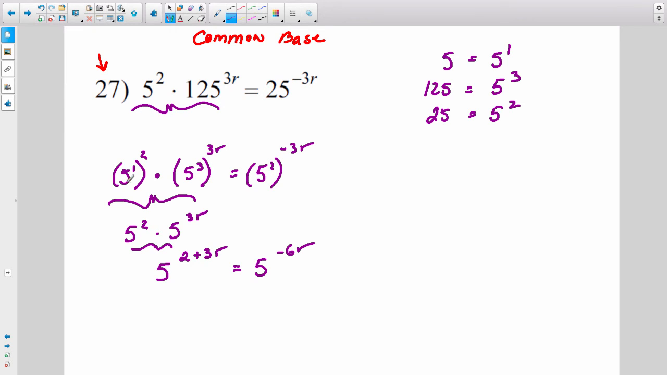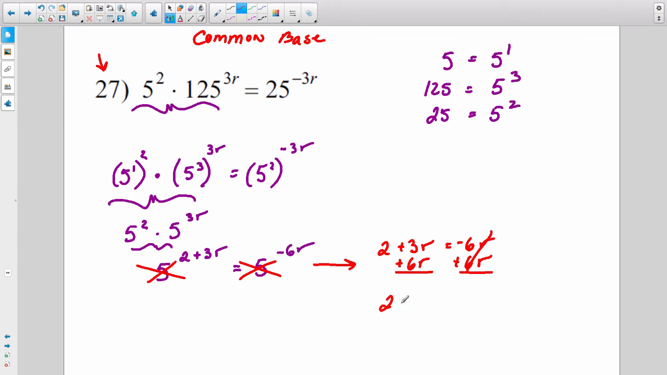Okay, so a couple more steps than we're used to with these common base questions. That's why I wanted to show it to you. But now we do have a common base, and we can simply solve for the tops equaling each other. So 2 plus 3r is negative 6r. I don't know. Let's add 6r to both sides. I'm really a stickler with this positive stuff, even if it means emptying out this side for a second. Okay, 2 plus 9r equals 0.